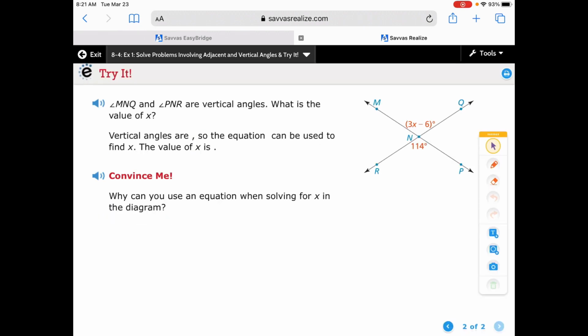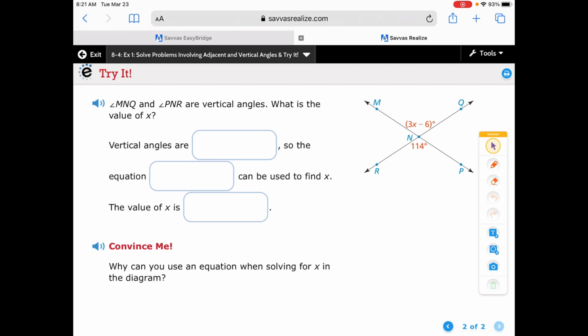All right, so let's take a look at the try it. So it says vertical angles are blank. So that means that they are equal because they're across from each other. So we're going to put equal in here. So the equation 3x minus 6 equals 114, right?